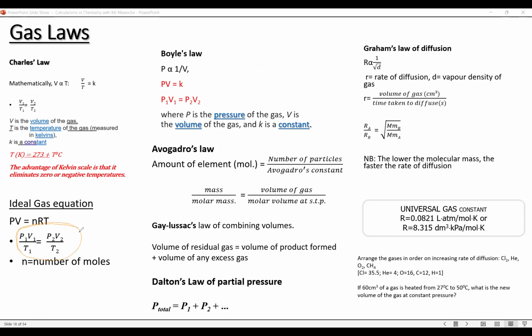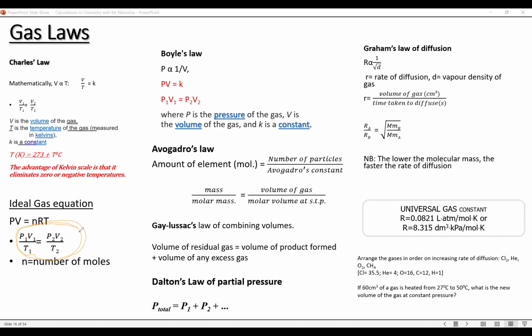Can you see it? I'm circling it at the left hand corner: P1 V1 over T1 is equal to P2 V2 over T2. If you can remember that formula for Boyle's law and Charles law, you are good to go. You are a super guy. Once you remember it, boom, you're ready.